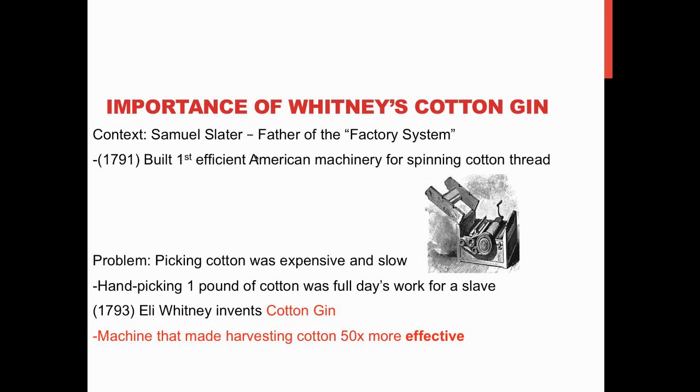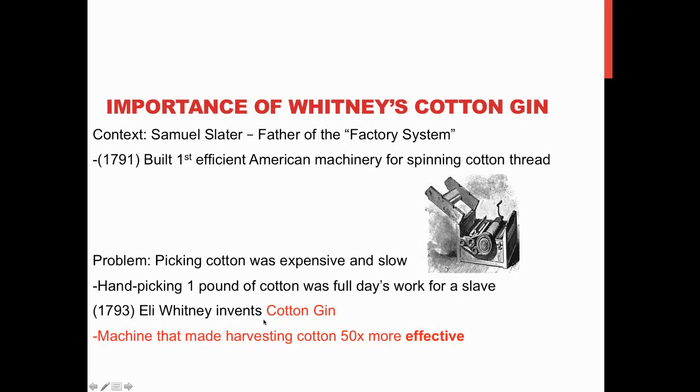Once these textile machines are really flourishing, especially in Britain, there is this high demand for cotton. But there's a problem with that. Cotton is very difficult to cultivate. It takes a long time to cultivate. It's very slow and it's very expensive. And the stat that our textbook gives us is that handpicking 1 pound of cotton was a full day's work. And that is why the cotton gin is so monumental.